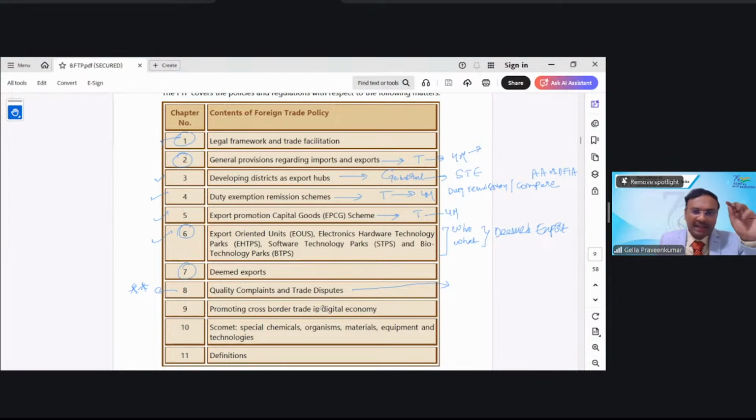Promoting cross-border, I explained in the initial paragraph. So from the examination point of view, this is general, from your understanding point of view. So these are the topics which we are going to have a broader coverage of in today's discussion.